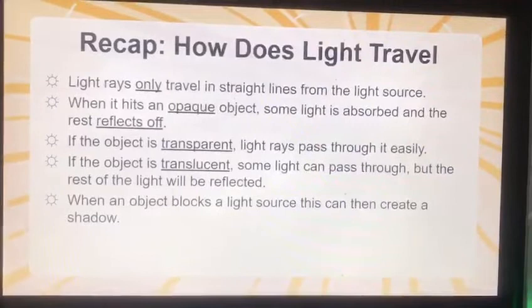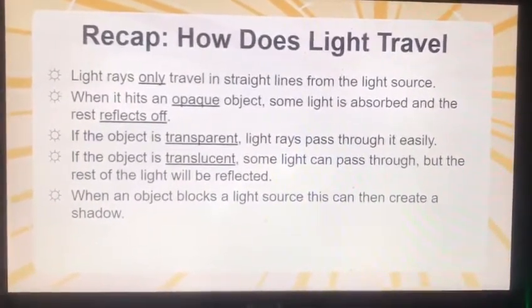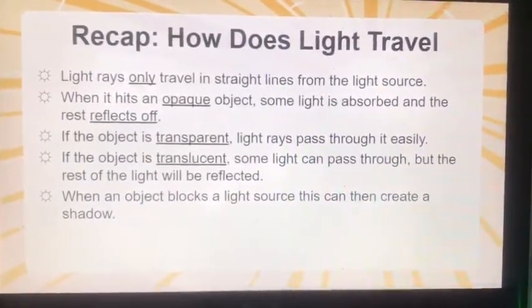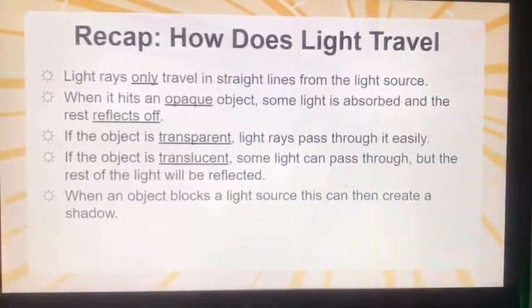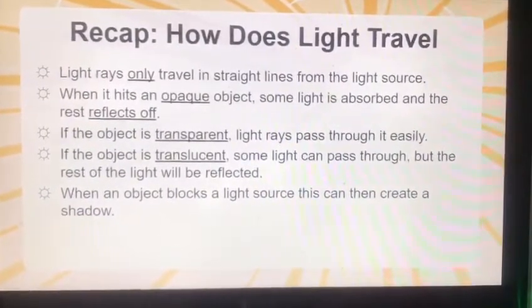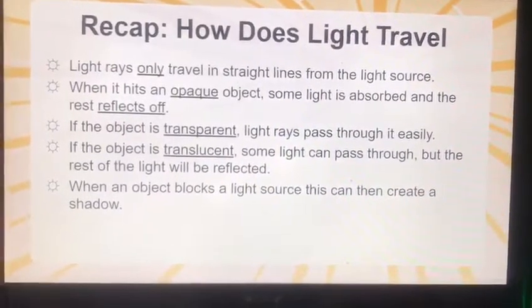So how does light travel, which we did last week? Light rays only travel in straight lines. When it hits an opaque object, some light is absorbed and the rest reflects off. If an object is transparent, light rays pass through it easily. If the object is translucent, some light can pass through, but the rest of the light will be reflected. And when an object blocks a light source, this can then create a shadow.